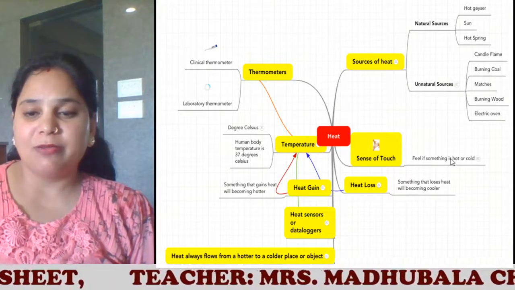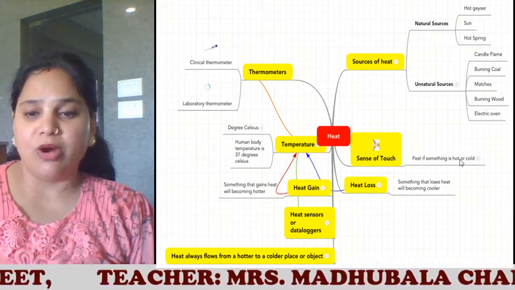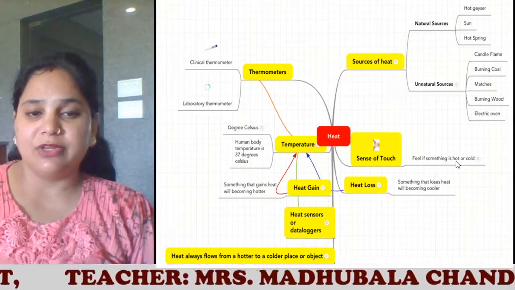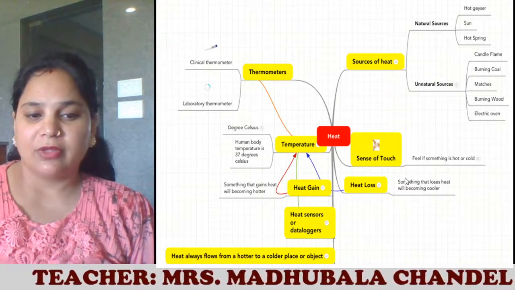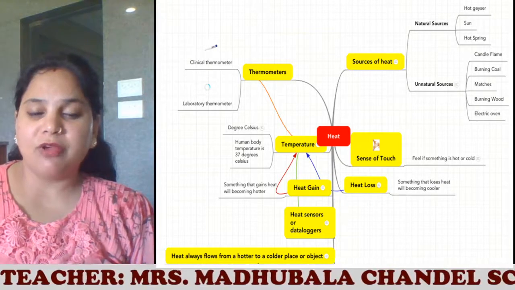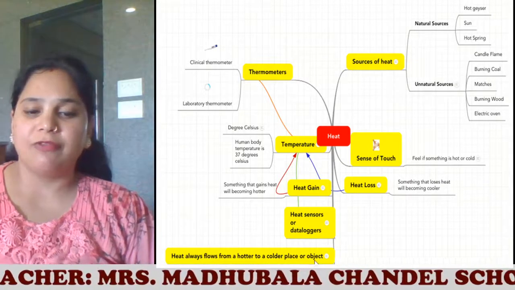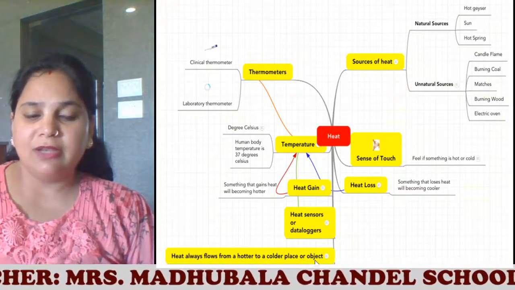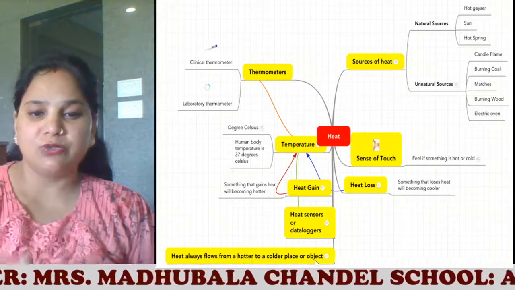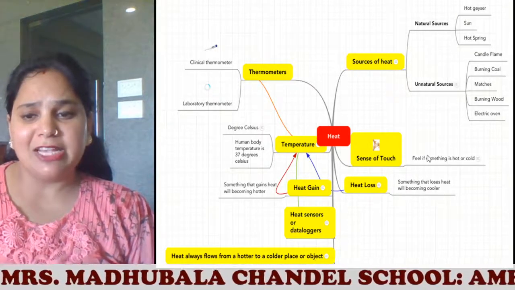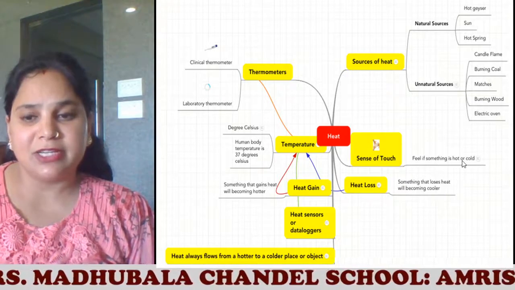So what happens when we are touching these hot or cold objects? The heat is transferred, the heat is lost. Yes, and heat always flows from a hotter to a colder place or object. So heat will always flow from a hotter object to a colder object. We have various applications of this which we have already discussed in the chapter.